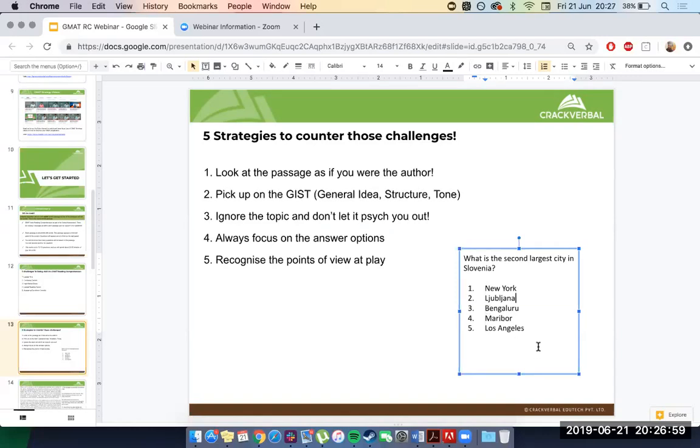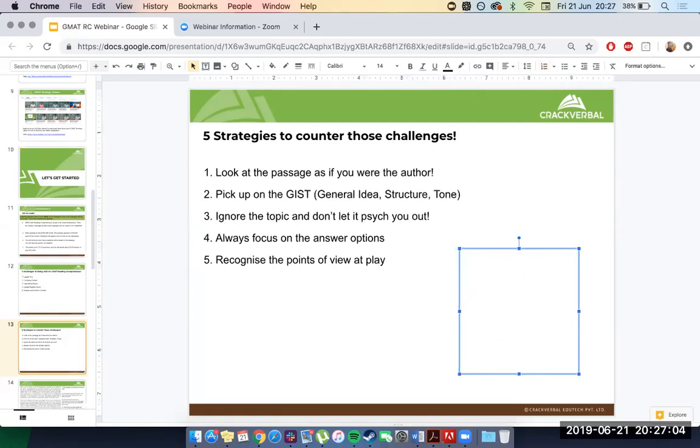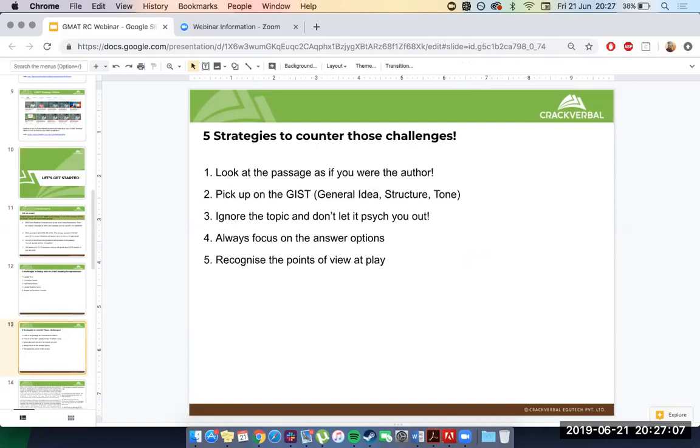And that's what the GMAT tries to do. You'll notice that no matter what the question is, even if it's the hardest looking question, there's always going to be two options that are totally ridiculous.